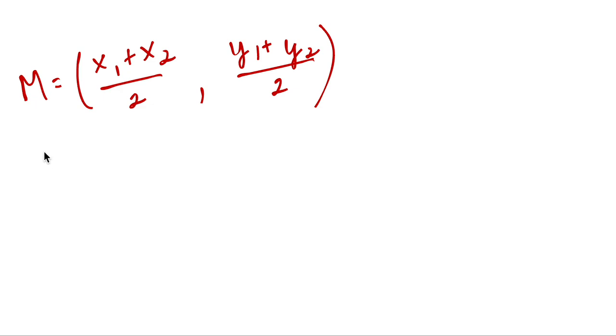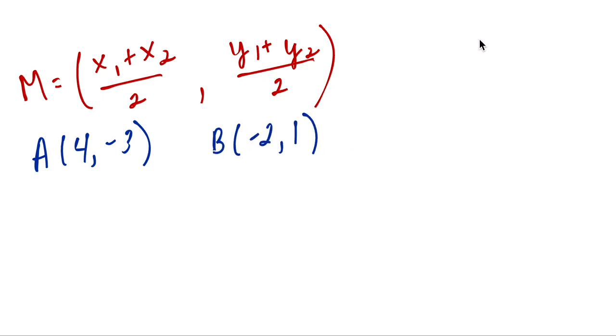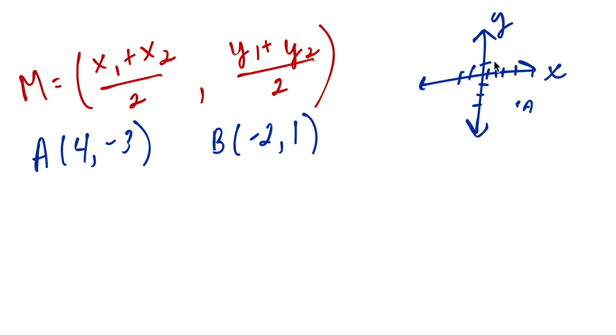So let's take a look here at point A at 4, negative 3, and point B at negative 2, 1. So if I had a coordinate plane here, which is my x-axis and y-axis, I could always plot these points. So point A is at 4, negative 3. So the x-coordinate's 4, my y-coordinate negative 3. So here's point A on my plane. And I have point B at negative 2, 1. So negative 2 for x and 1 on the y. And there's point B. So here we have our segment.